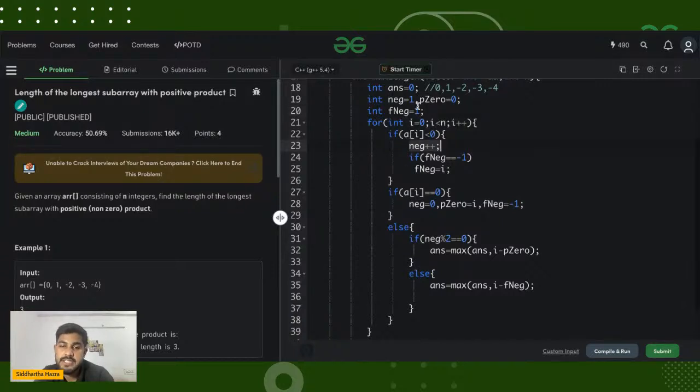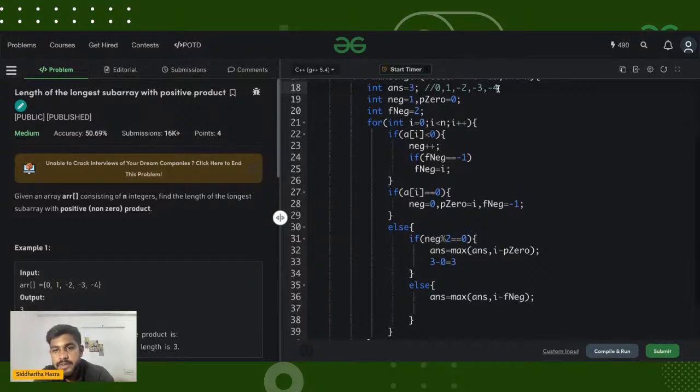Negative plus plus, I just wrote the index. So f negative would become 2, increase. This won't run because it is not 0. This would run because f negative modulo 2 is equal to 0, so this would run. So answer is equal to i minus p0. So what is the value of i at this point? 0, 1, 2, 3. 3. This would be 3 minus p0 is 0, which is equal to 3. So now we have an answer as 3.